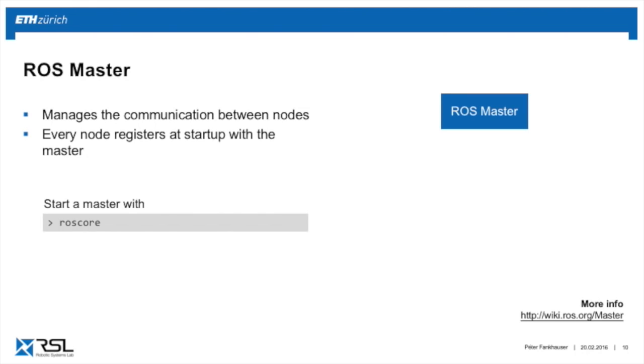Now, one important element is the ROS master. This manages the communication between your nodes. So at startup, when a node comes up, it needs to register with your master, and the master makes sure that all the nodes can communicate with each other. You can start a ROS master in the console by simply typing in roscore. The roscore has multiple elements, one of which is the ROS master.